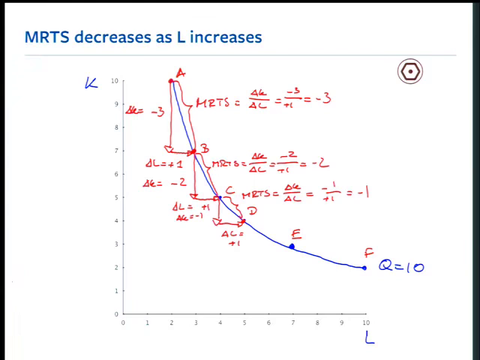Now, for the indifference curve, we showed that that was true. The marginal rate of substitution changes as we wander along an imperfect substitutes indifference curve. And then we related this to what?